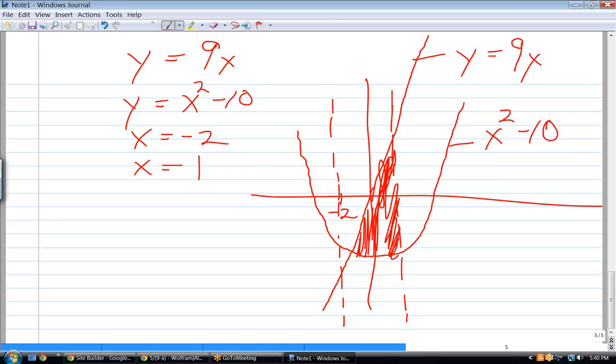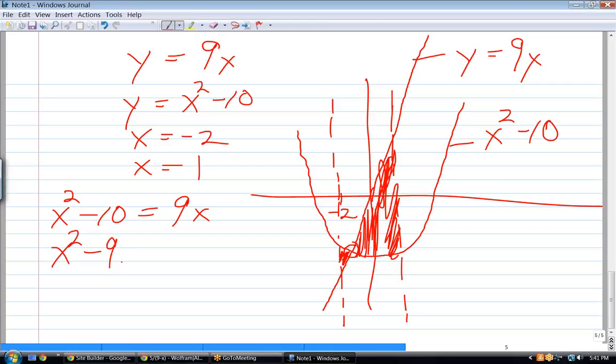What are these intersection points? This point right here is interesting because if this point is less than minus 2, then we also have this area right here to worry about, where the second curve is over the other curve. So how do we figure out where these intersect? Set them equal to each other? Yeah, yes, exactly. X squared minus 10 equals 9x. How do we solve that?